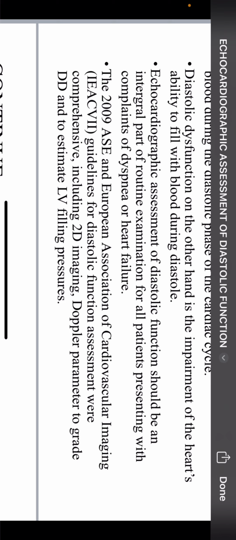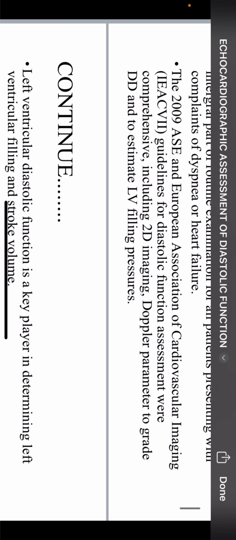The 2009 American Society of Echocardiography and European Society of Cardiovascular Imaging guidelines for diastolic function assessment were comprehensive. That is, we assess using 2D images and Doppler parameters, to grade DD and to estimate LV filling pressure. So we are going to use 2D images and then Doppler echocardiography, either continuous wave, tissue Doppler, or pulse wave Doppler.